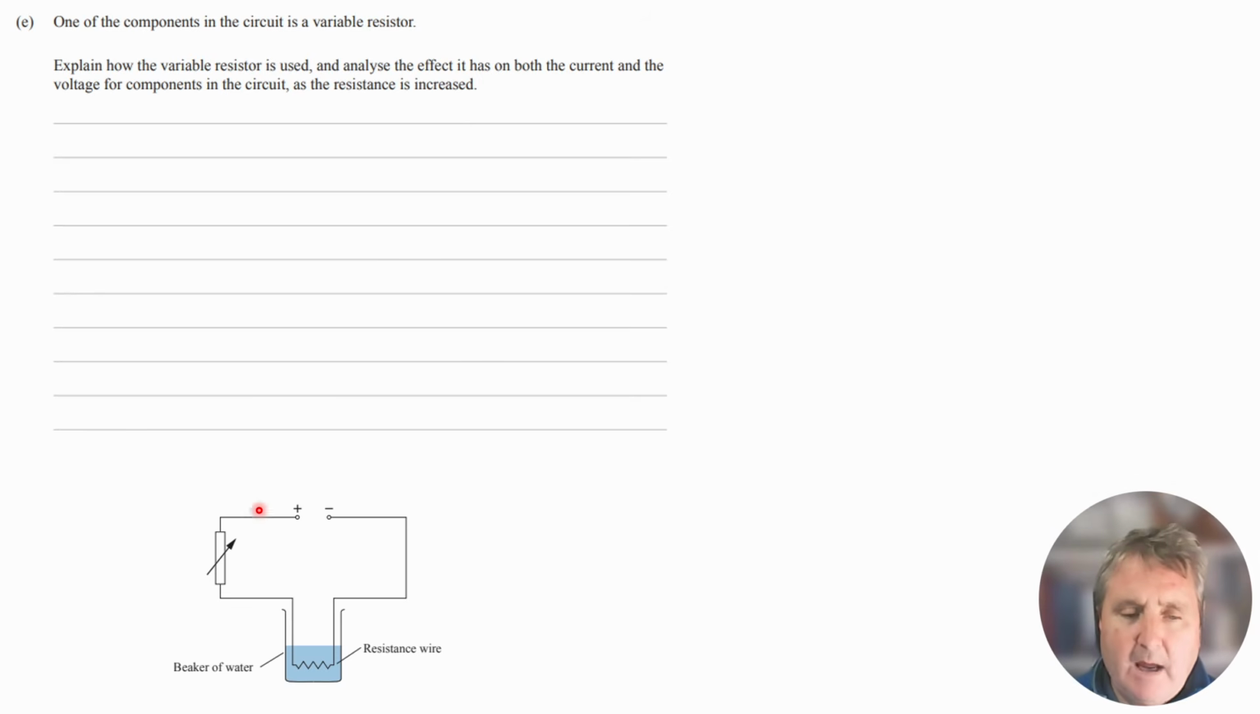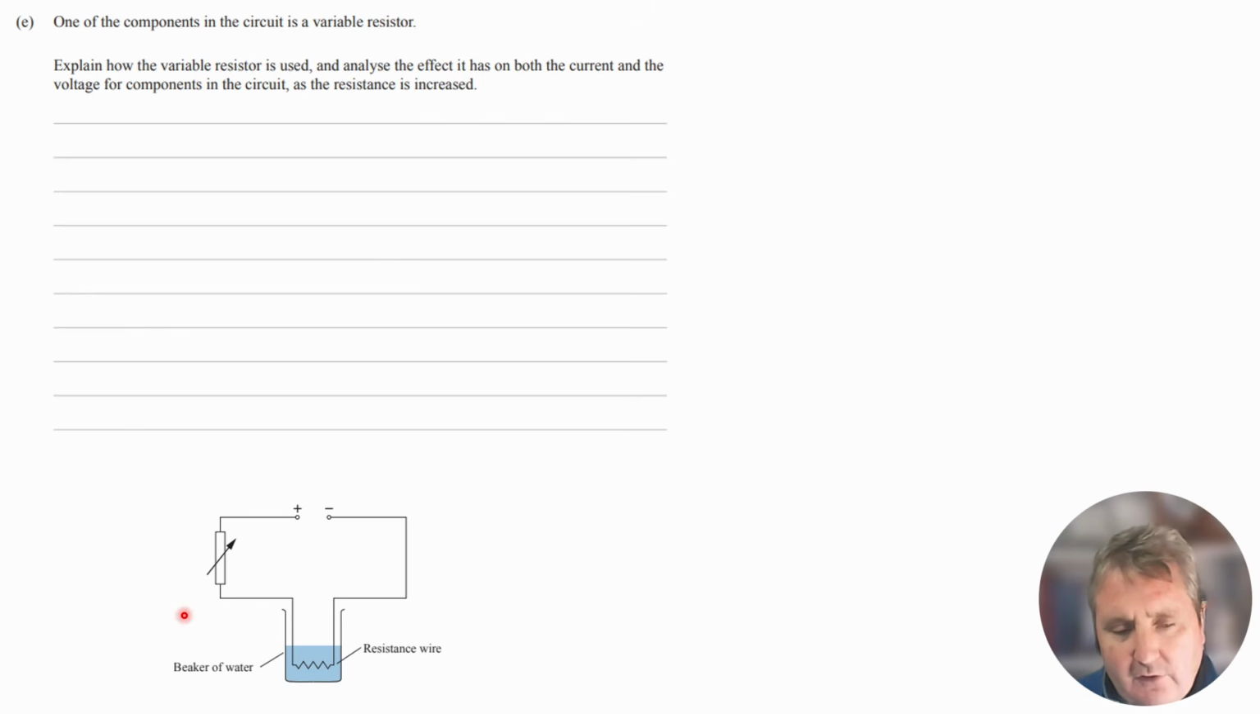Okay, so what happens if we increase the resistance across here to this component, which is the resistor wire that's in the water, and also to the current? Okay, now the total voltage that's produced in this circuit is constant, and it's what's produced by this power source here.